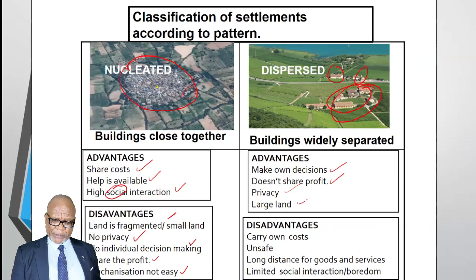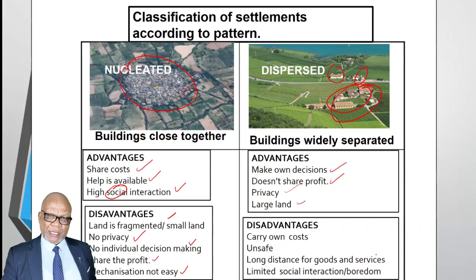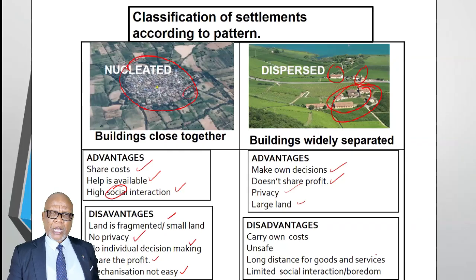And then what are the disadvantages? You carry your own cost, which is outright economic. Unsafe is very social. Long distance for goods and services is social, but you can also make it economic: therefore you spend more money traveling, or more petrol, which affects your money. Limited social interaction or boredom is outright social.